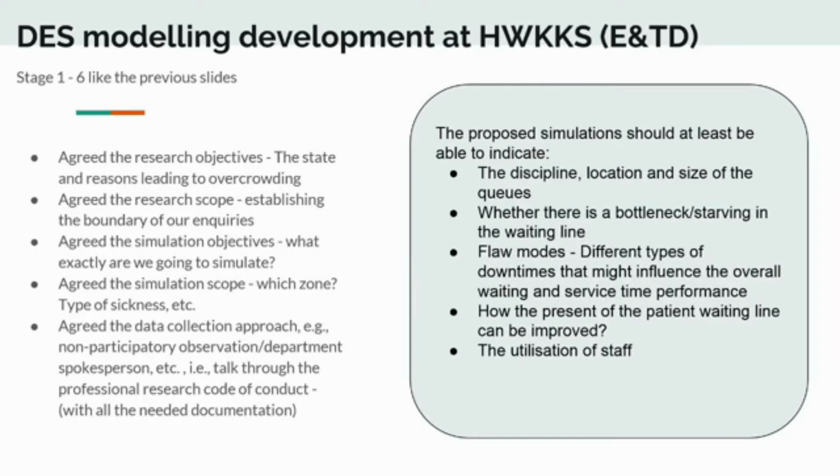This is what we have done. First you agree the research objective, the state and reasons leading to overcrowding. What's wrong? Are the doctors not good enough? Are there not enough doctors, and the like? Then you need the research scope, the boundary of the inquiries. So I cannot simulate all the 3 zones in one go because we don't have enough model developers.